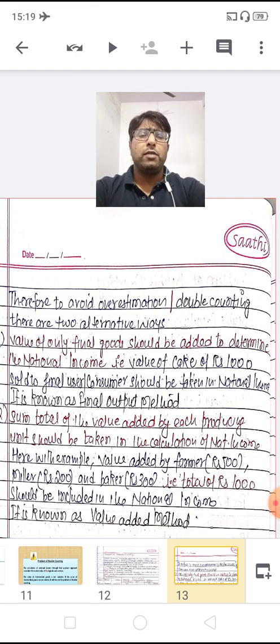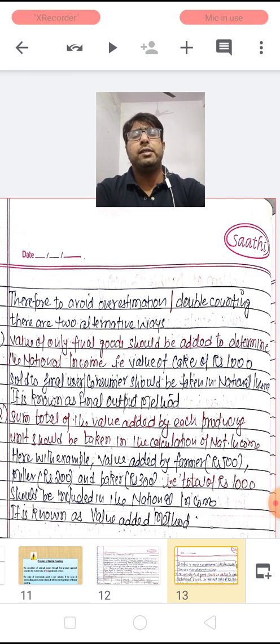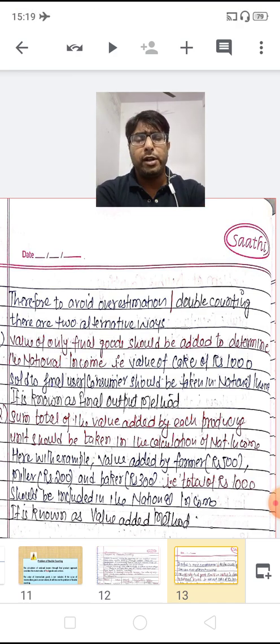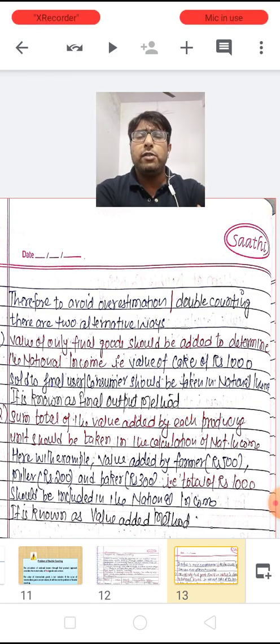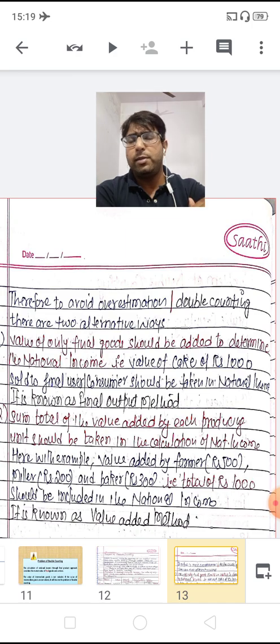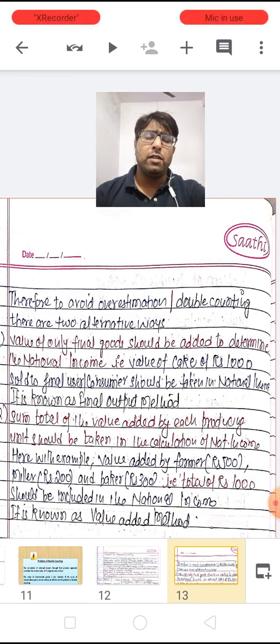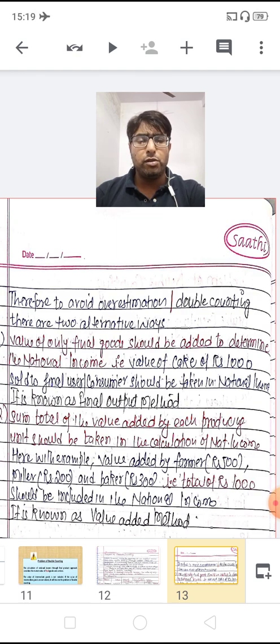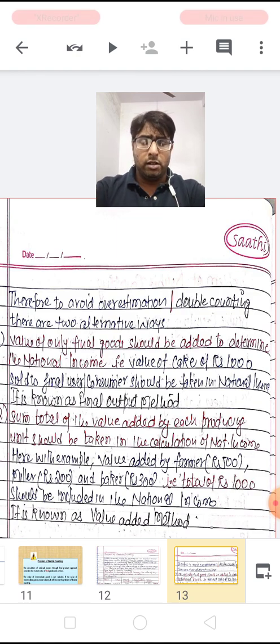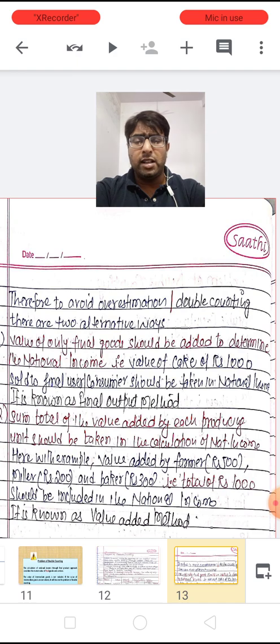So children, whatever the sale price the final producer enterprise has generated, that value we can take in estimating the national income, or we can take the sum total of the value added by each producing unit for estimating the national income.